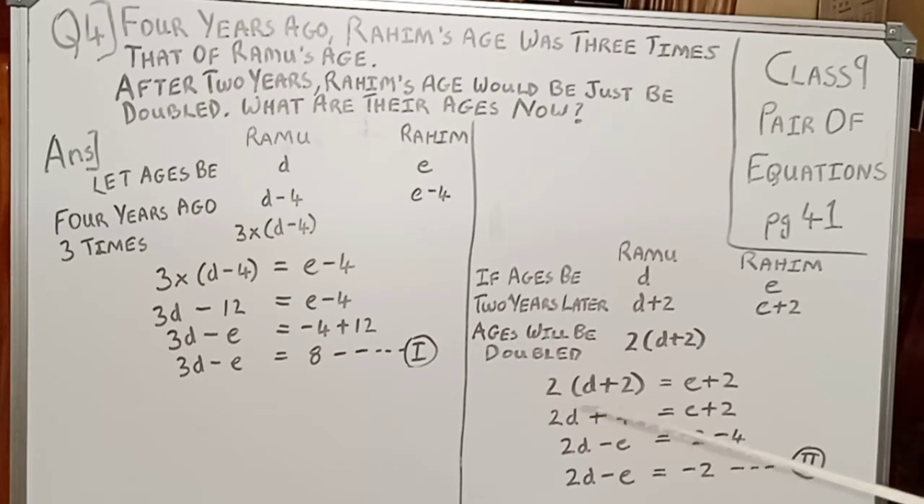So 2 into D would be 2D, and 2 into 2 is 4, and this plus symbol we have got from the top, plus 4, and this E plus 2 will come down. When this E is taken to the opposite side of the equation, this plus will turn into minus, and when this plus 4 is taken to the opposite side, it will become minus. So this is how we got 2D minus E. Then this plus 2 is brought down, and when it goes to the opposite side it will become minus. So this is plus 2 minus 4.